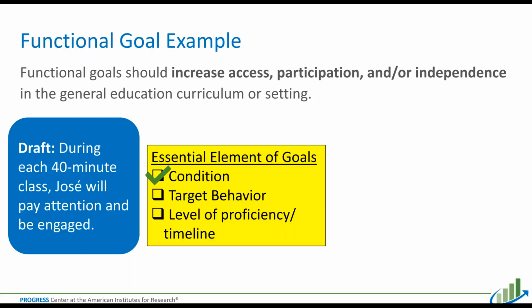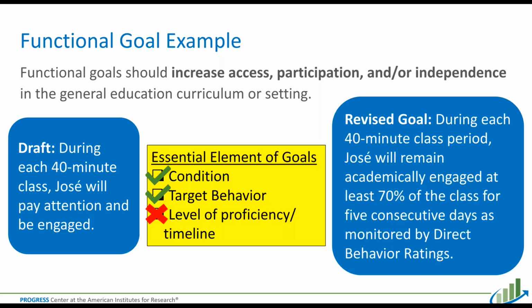The target behavior is also present in the goal, but it's currently a little vague and it could be further strengthened. It is will pay attention and be engaged. And then the level of proficiency and timeline is currently missing from the goal. Again, it describes the level of accuracy or how many trials the student needs to demonstrate mastery. So based on this feedback, the functional goal has been revised, and it now reads, during each 40-minute class period, Jose will remain academically engaged at least 70% of the class for 5 consecutive days as monitored by direct behavior ratings.